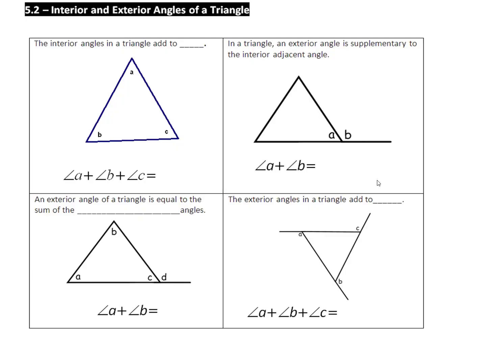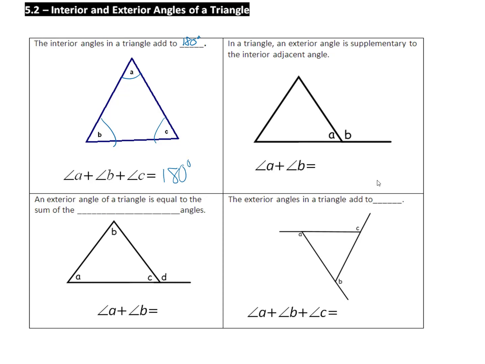This is 5.2, interior and exterior angles of a triangle. The interior angles of a triangle add up to 180 degrees. If you didn't know that, don't worry, now you do. So that means that angle A plus angle B plus angle C all equal 180 degrees. That's just what that means.